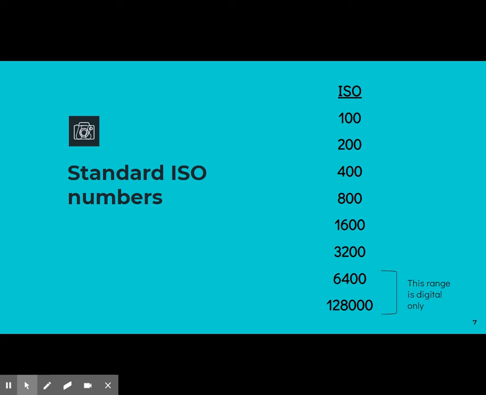What was agreed upon, though, is that each number that doubles also doubles the sensitivity. So these numbers make sense. 200 is twice as sensitive as 100, 400 is 4 times as sensitive as 100, and so on. The higher the number, the less light is required to expose it correctly.